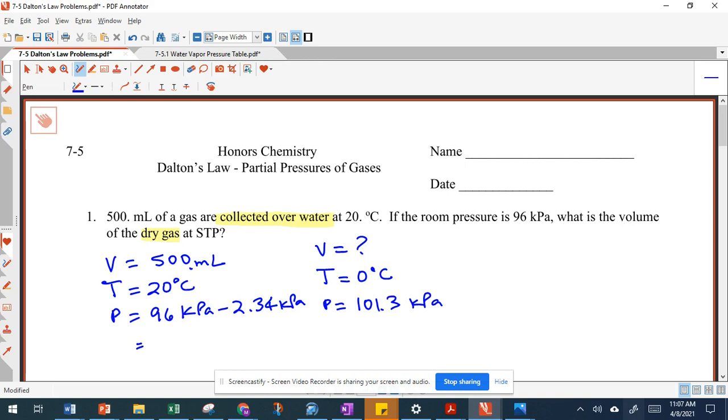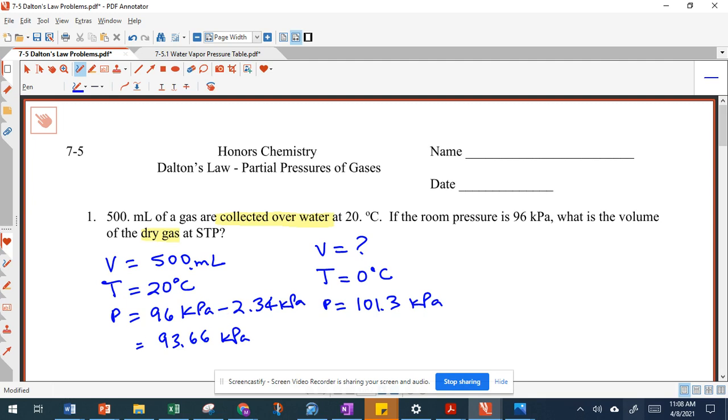So we have 96 minus 2.34, and that gives us 93.66 kPa. And with these kinds of problems, I don't worry about sig figs, because if we were to think about sig figs, we would lose some information here before the end. So just at the end, think about sig figs, but don't worry about sig figs at this point.